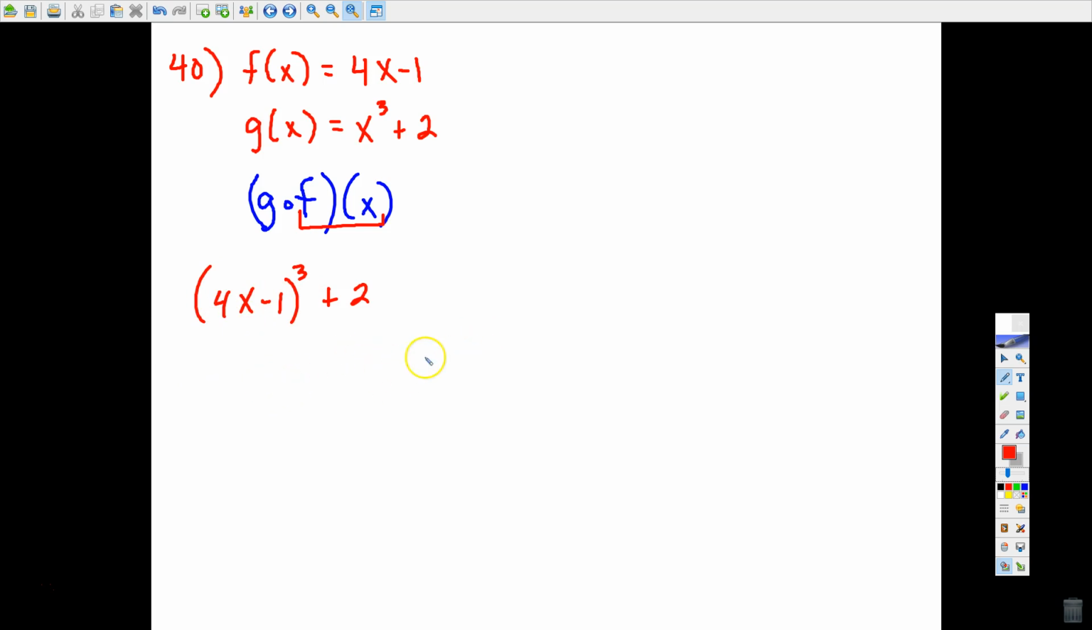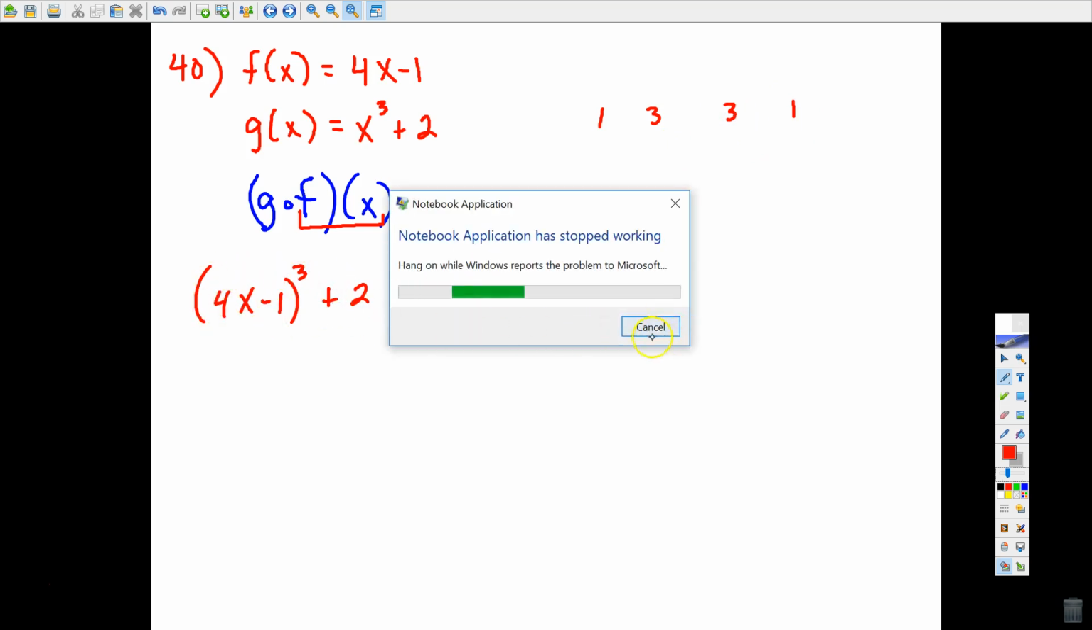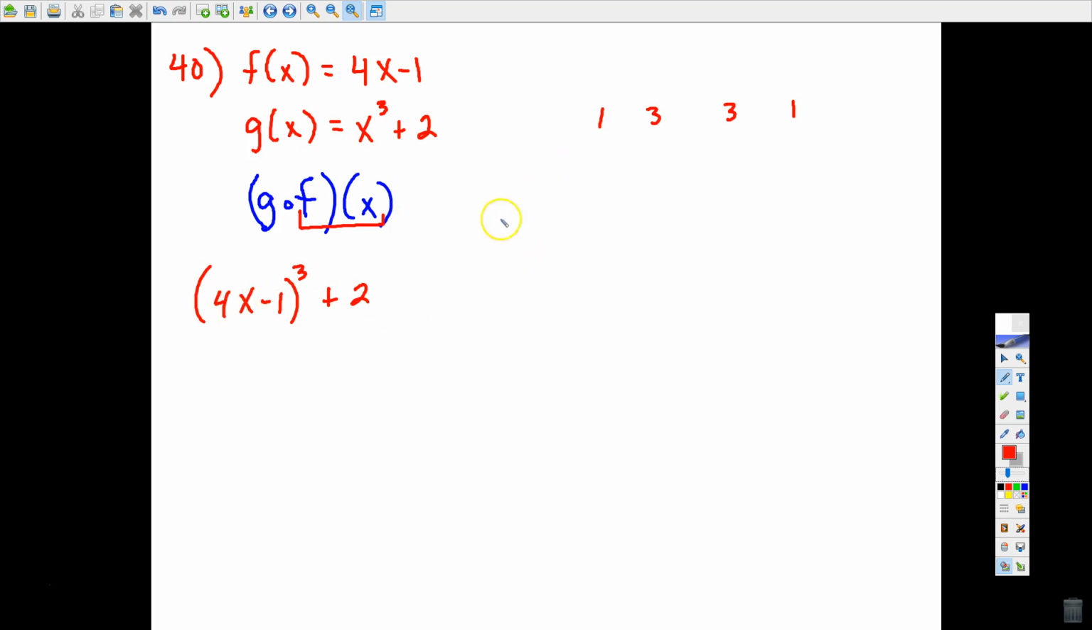You could write it down 3 times and use FOIL on the first 2 groups and then multiply that result times 4x minus 1 again. Or you could use Pascal's triangle. Remember, the row of the triangle that we would need to raise this binomial to the 3rd power would be the row that has 1, 3, 3, 1. And so I think that's what I'm going to do. Just review the triangle since we haven't seen that in a few days.